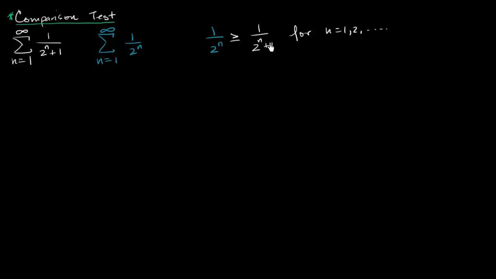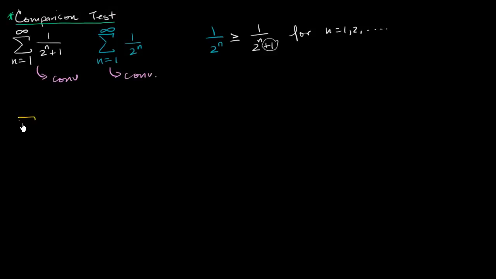Why? Because this denominator is always going to be greater by 1. If your denominator is greater, the overall expression is going to be less. And because these terms are all positive, each corresponding term of this one is greater than that one. By the comparison test, this provides an upper bound. Because this series we already know converges, we can say that this one converges.